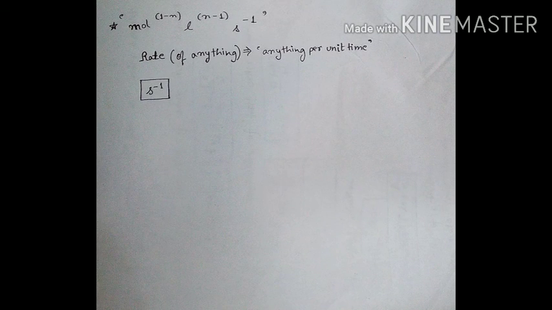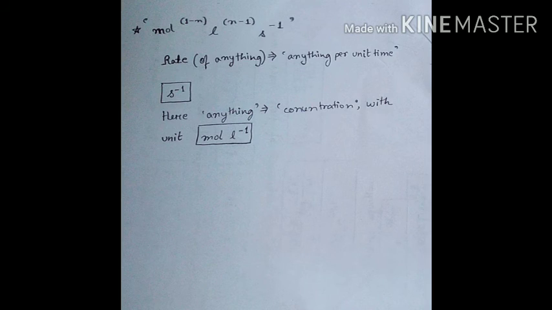Unit of rate constant K. We know that rate of anything means that anything per unit time. As this is the rate constant, so obviously the term second to the power minus 1 will be included in the unit for rate constant K. Now the anything that we have implied here is actually the term concentration. And we know that concentration has the unit mole per liter, that is mole liter to the power minus 1.